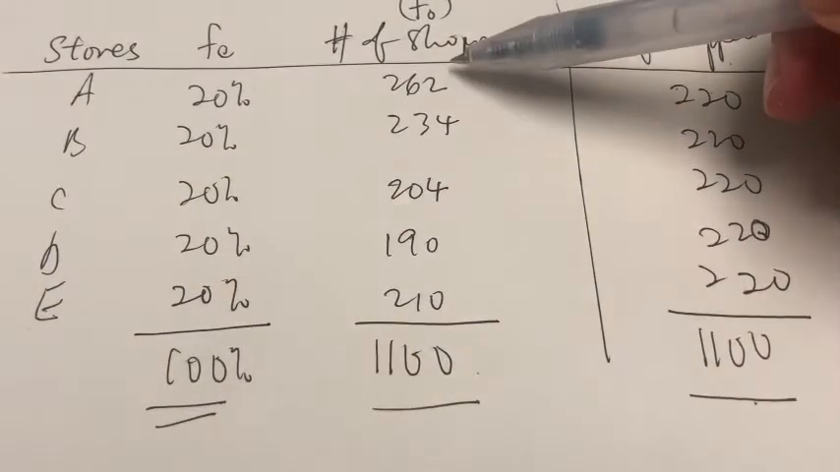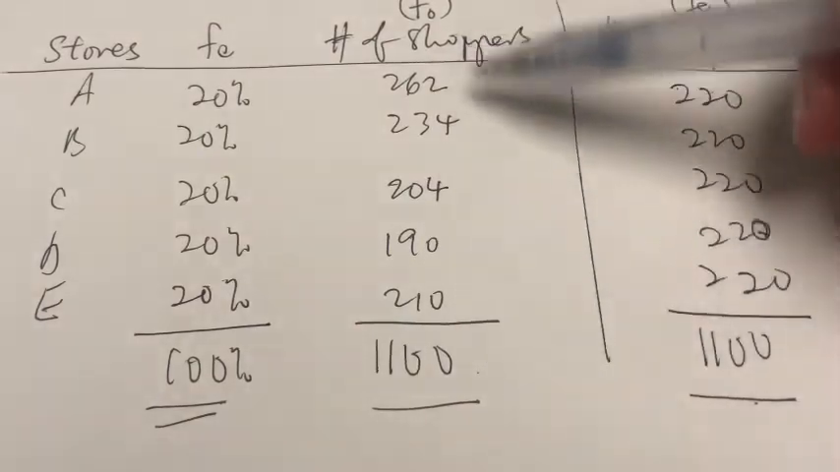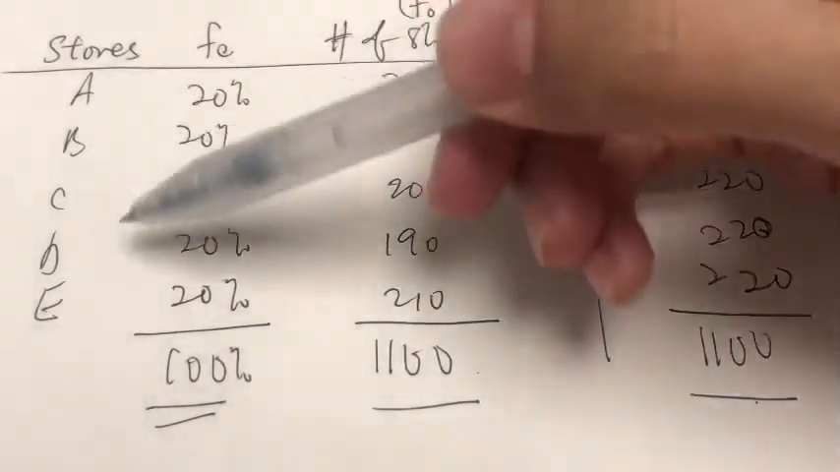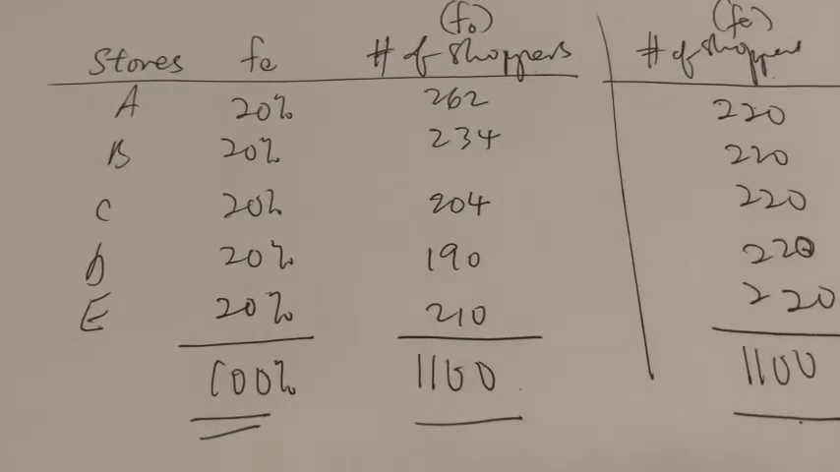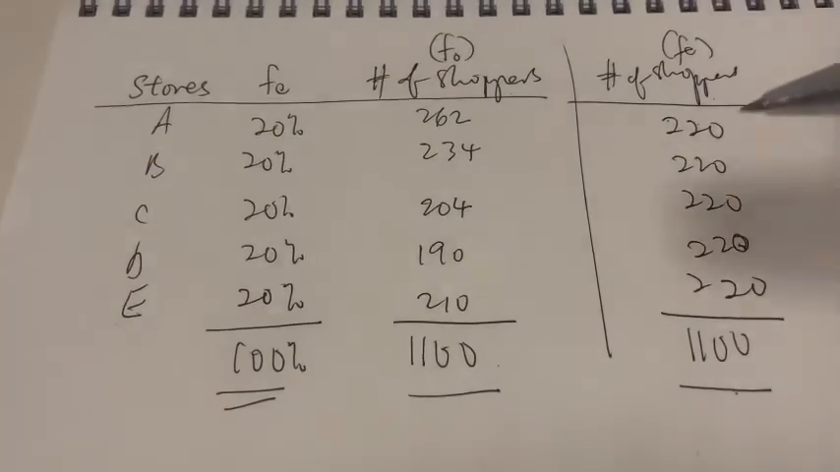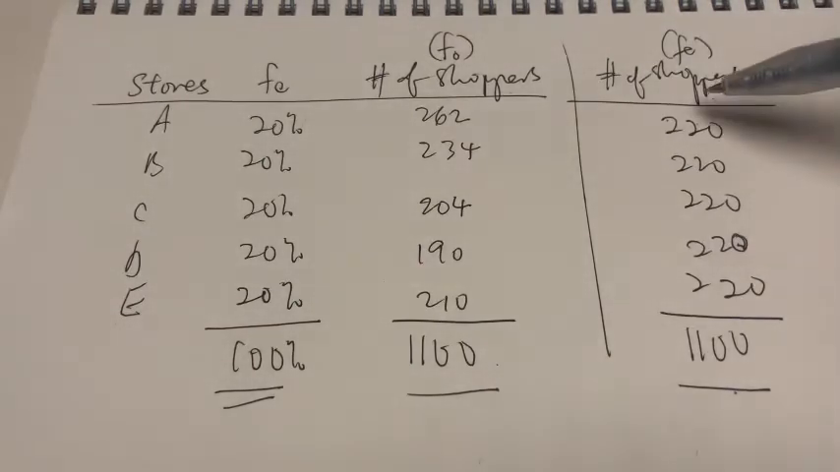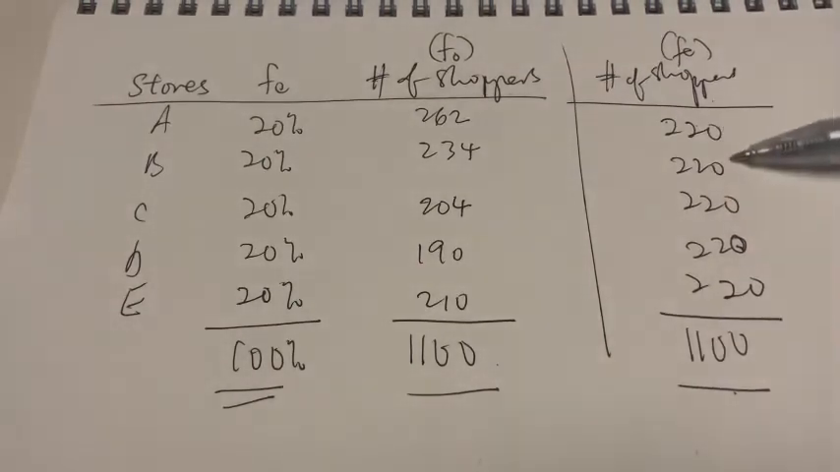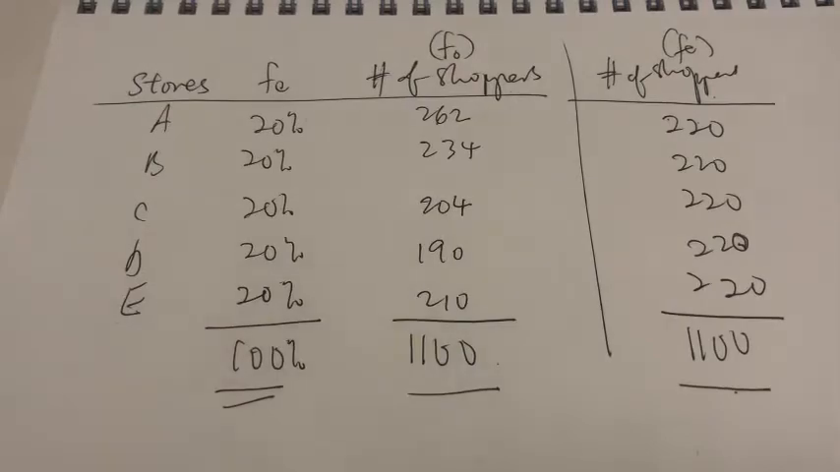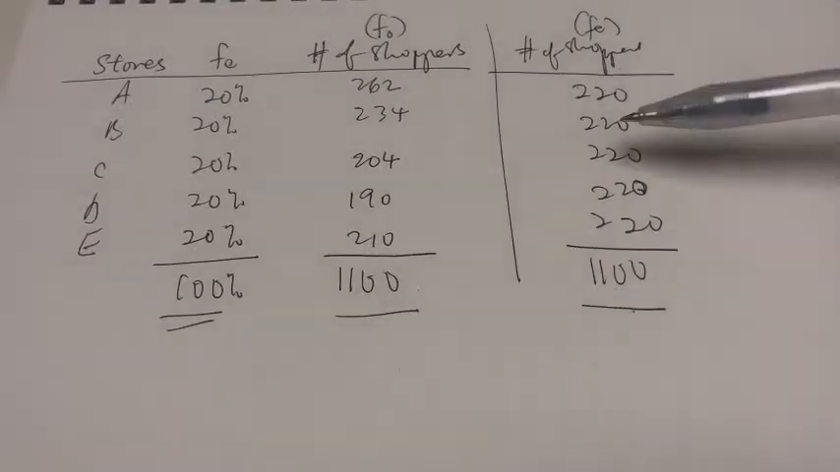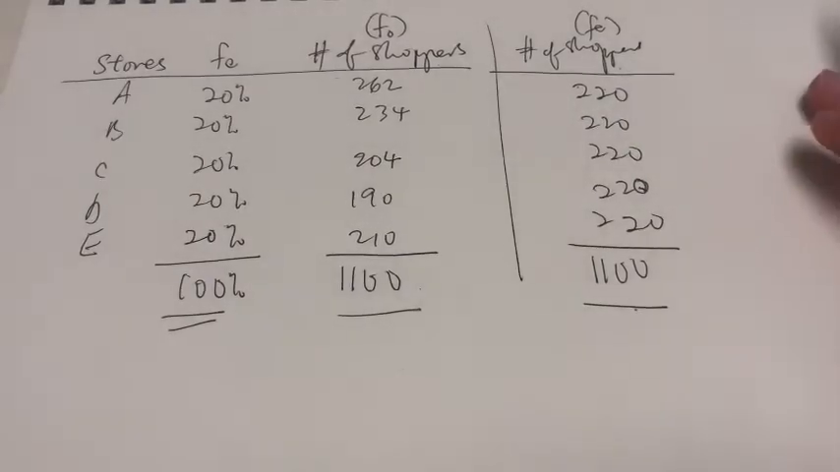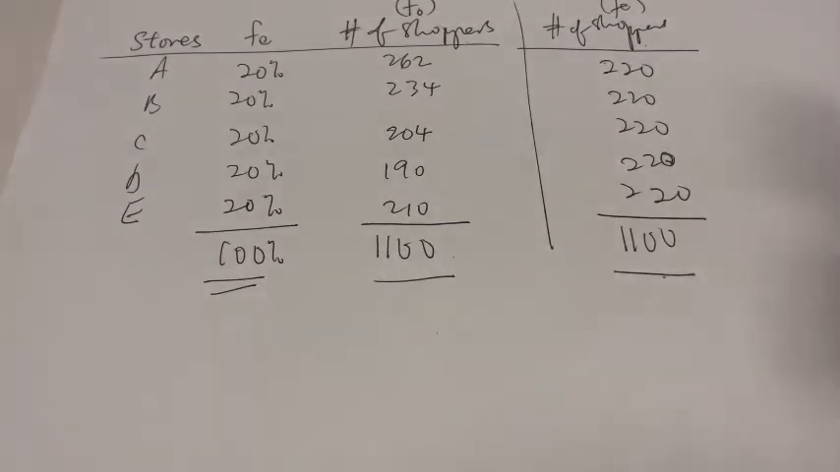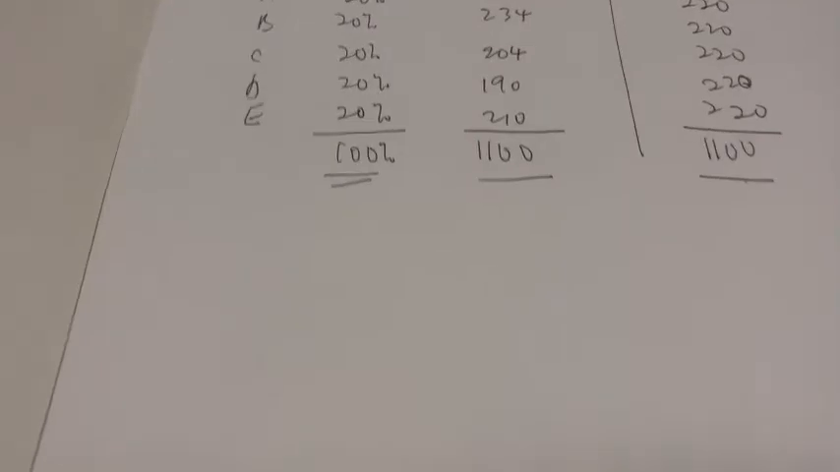And if you add the observed or the actual number of shoppers who like each of these stores, you'll also get 1,100. So this is basically our first step, which is to calculate the expected frequencies. And in this case, our expected frequencies are equal to each other. Now, at this point, we can either continue to calculate the test statistic, or we can proceed with step 1, step 2, etc. first. So let's write it down.